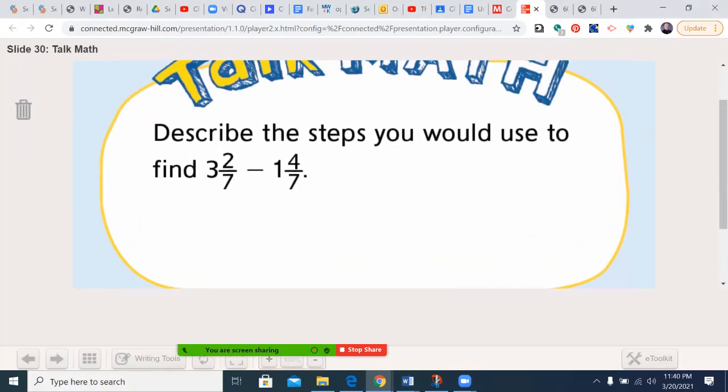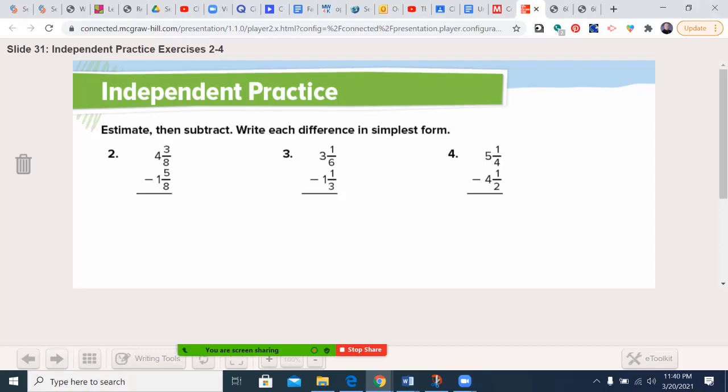What steps would I use? I would regroup, so I have 2 9/7. Then I subtract, and I'd get 1 5/7. All right, here's an opportunity for you to practice. I'd like you to do numbers 1, 2, and 3. Pause the video. Unpause the video when you're done. Let me pause the video now.